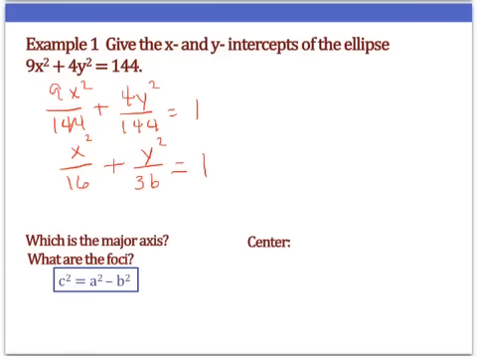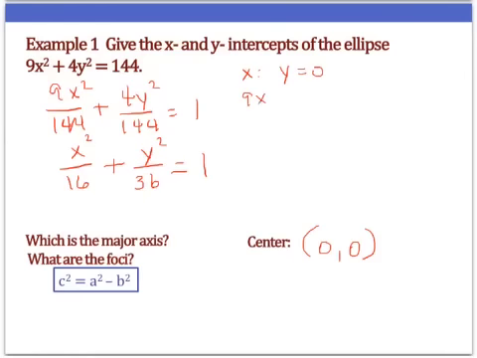Okay, now this ellipse is centered at 0, 0, and the way I know that is that there's nothing subtracted from x and y. So just like the parabola and the circle, we're going to have a center of 0, 0. Now x and y intercepts. This is a special case I want you to observe for ellipses centered at 0. For the x-intercept, you're going to let y equal 0. So we'll start with that.